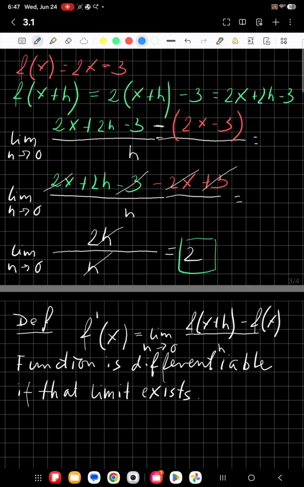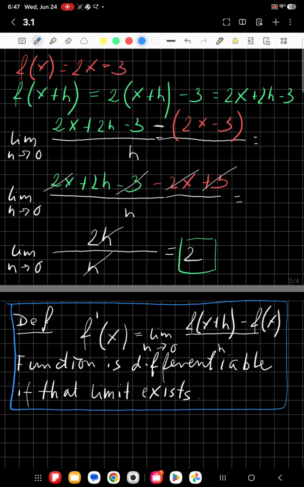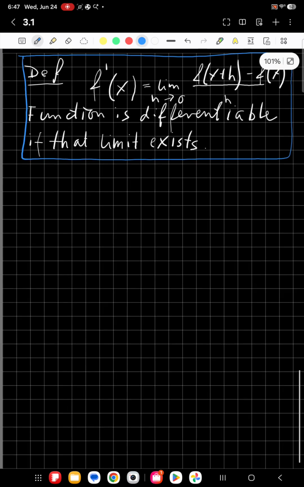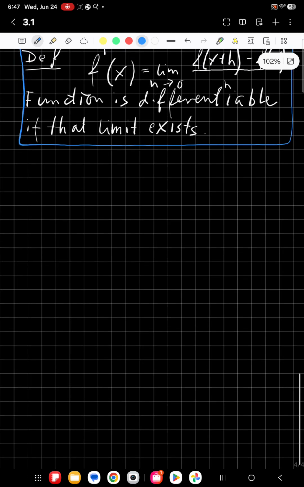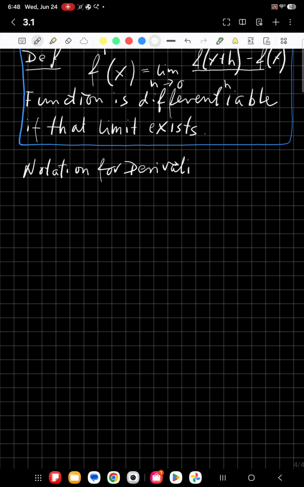Okay, so this is the definition of derivative. First thing we'll do, I'll show you a couple different types of notation for derivative. Okay, so you've seen the first one, right? F prime of x.